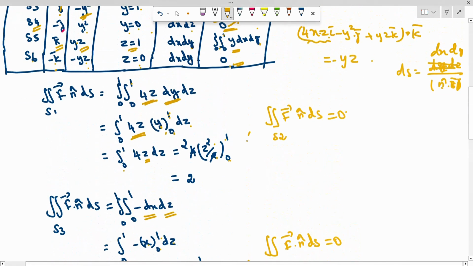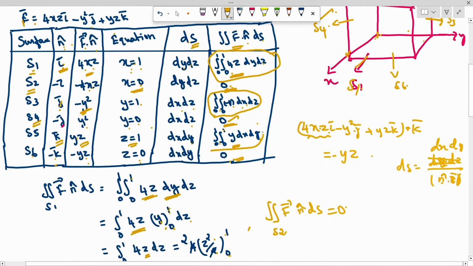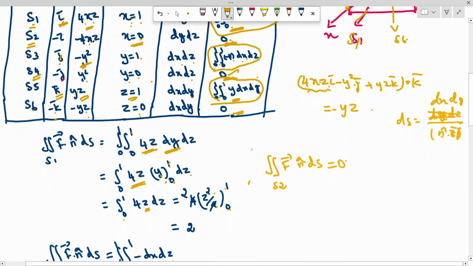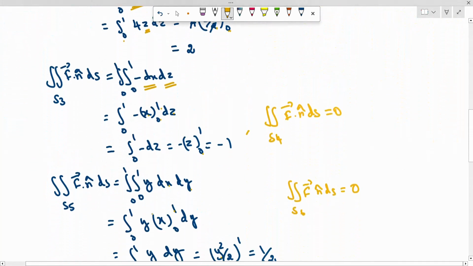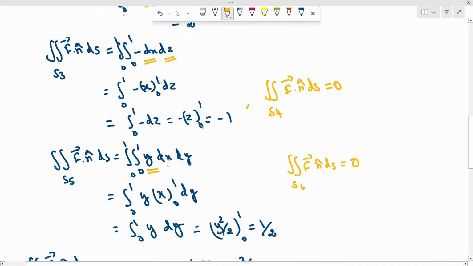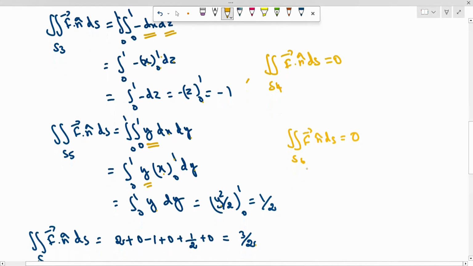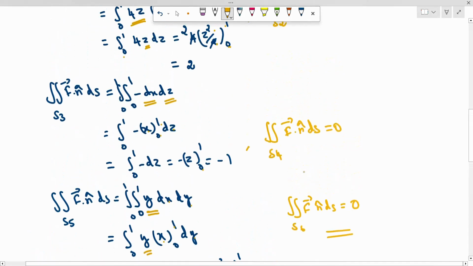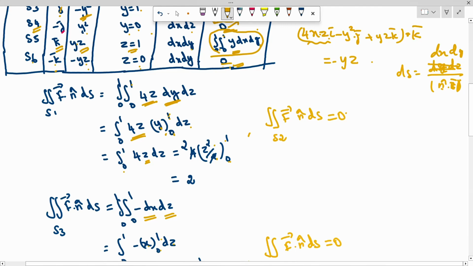Then take surface 5, this one, double integral y dx dy. First integrate with respect to x, we'll get x 0 to 1 dy, y into apply the limits, there is no change here, only y. Integrate with respect to y, y square by 2, 0 to 1. Apply the limits, we'll get 1 by 2. Surface 6 value is, integral value is 0 because already we written here 0.